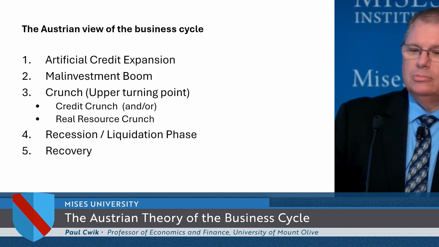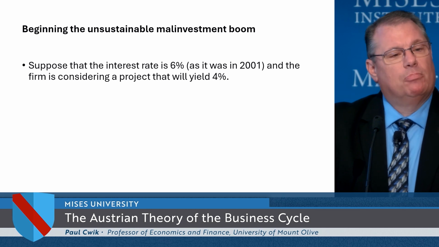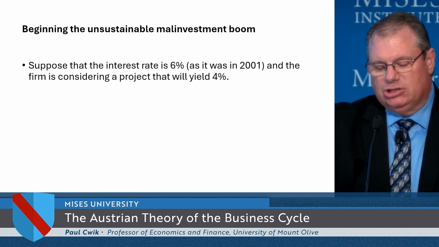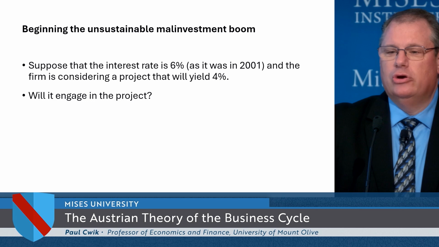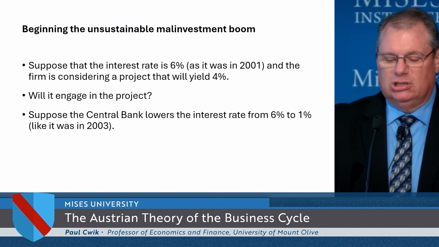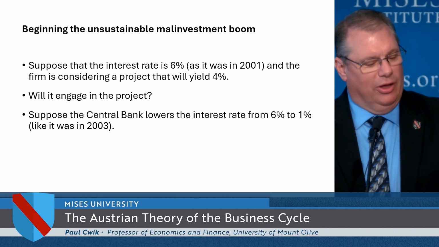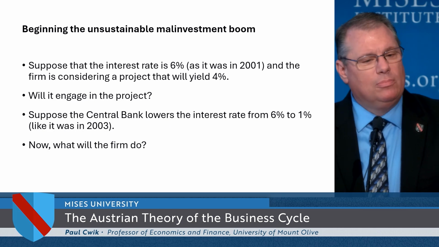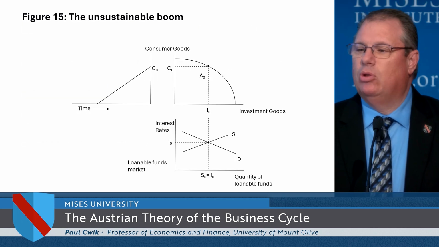Now, let's do a thought experiment. Suppose you're an entrepreneur. The prevailing interest rate is 6%, just like it was in 2001, and your company is considering a project that's going to yield a 4% rate of return. Are you going to do it? No, you're not stupid. Of course not. I want the 6, not the 4. But suppose that the central bank lowers interest rates from 6% down to 1%, just like it did in 2003. Now what are you going to do? I don't want 1%, I want the 4, right? So what we have is an unsustainable boom.